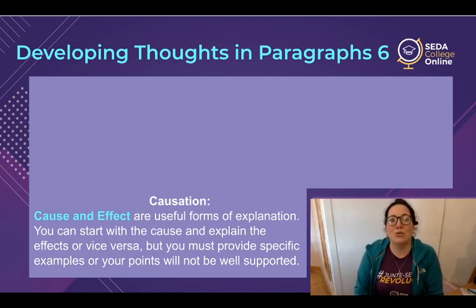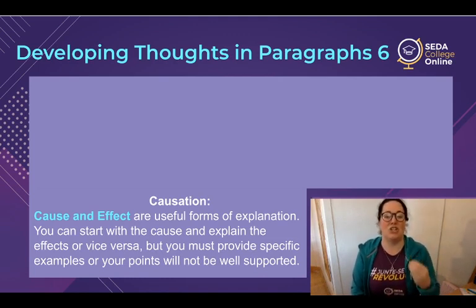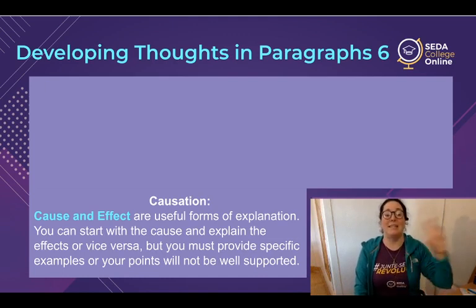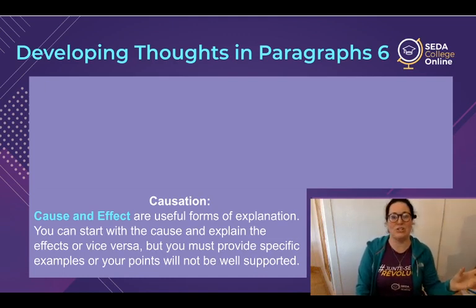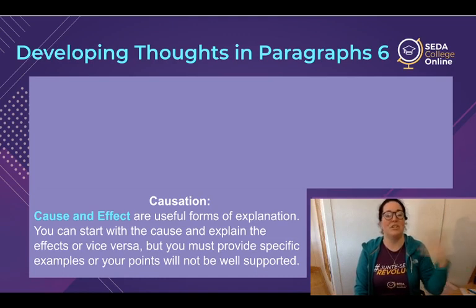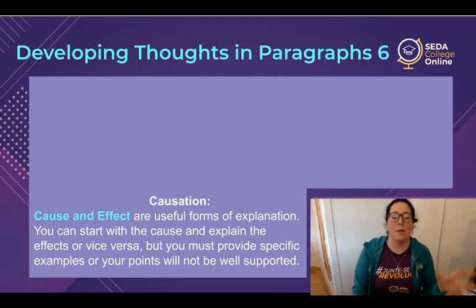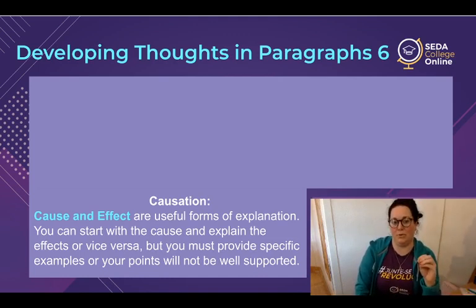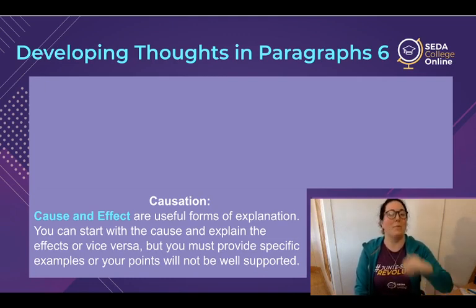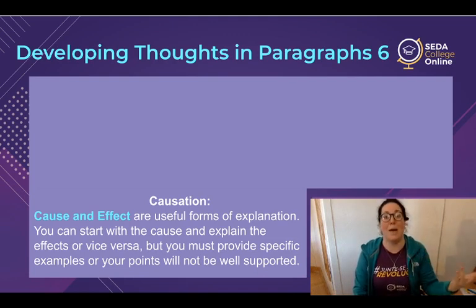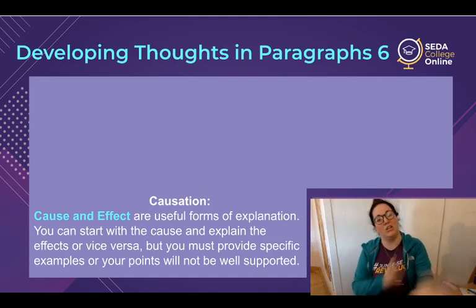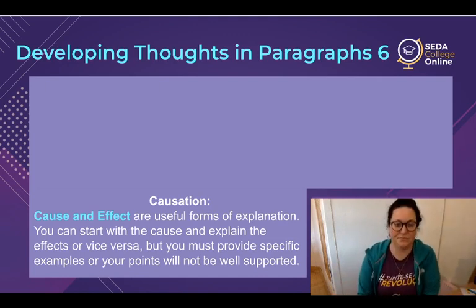Cause and effect are useful forms of explanation because you can start with a cause and then explain the effects, or vice versa, just like the last ones. You can do the opposite. You can start with the effects and then go back to the cause. But you must provide specific examples or your points will not be well supported. So with something like cause and effect, you're going to use probably time chronology and spatial arrangement as well. You know, you have to explain and use those other points mixed in.